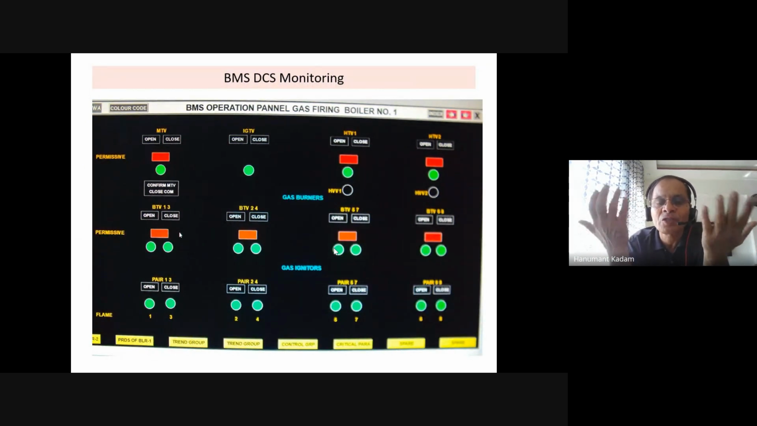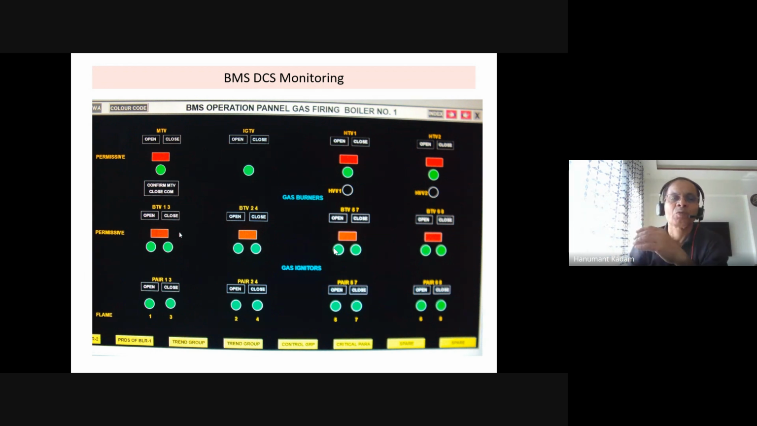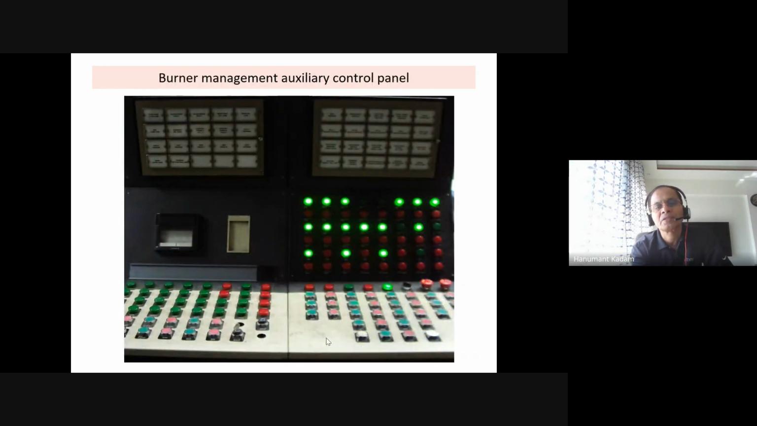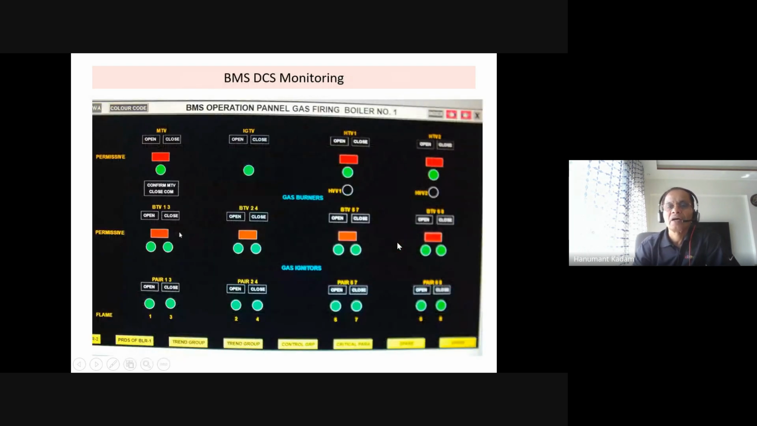Similarly, we have hardwired indicators, which is called the auxiliary panel also. We are not dependent on only DCS; in parallel we have an auxiliary panel like this. I will show you here. This one is called the auxiliary console, where you have physical wires, indicators, push buttons, and alarm annunciators. However, in the DCS also we can see these burners.